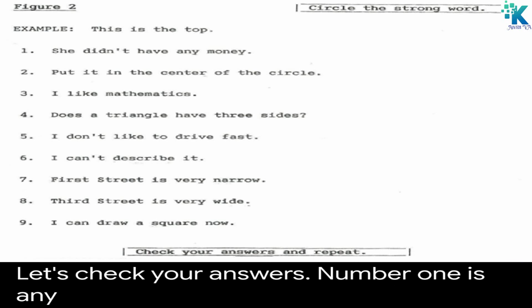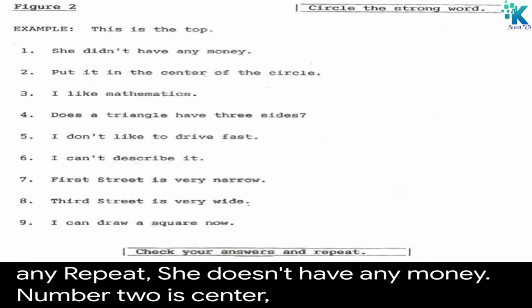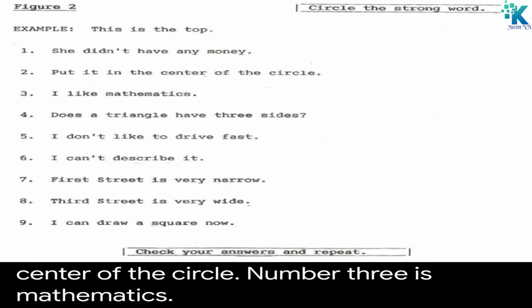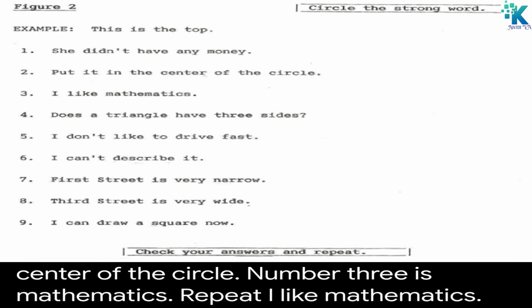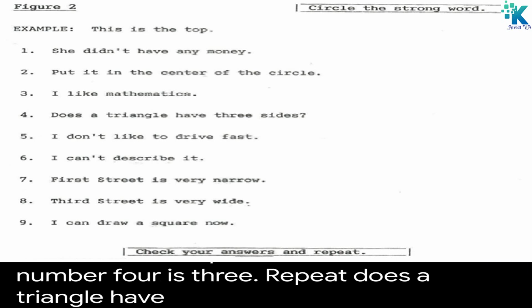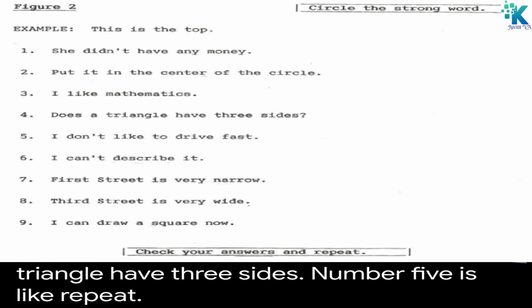Number 1 is any. Repeat. She doesn't have any money. Number 2 is center. Repeat. Put it in the center of the circle. Number 3 is mathematics. Repeat. I like mathematics. Number 4 is 3. Repeat. Does a triangle have 3 sides? Number 5 is like. Repeat. I don't like to drive fast.